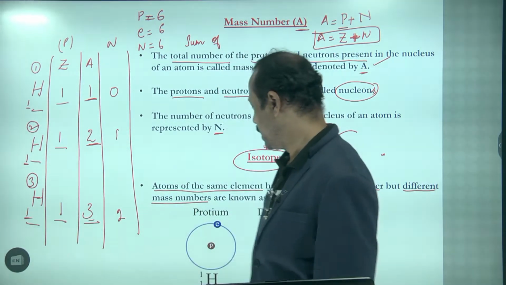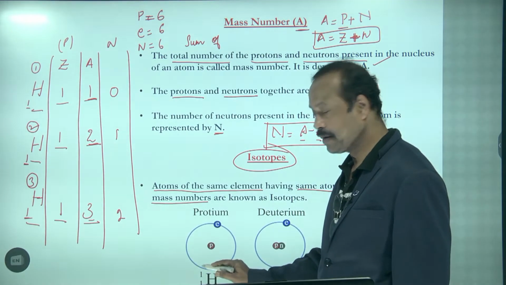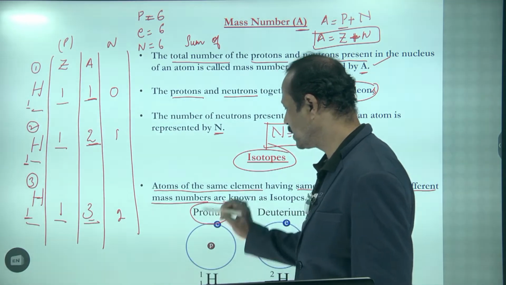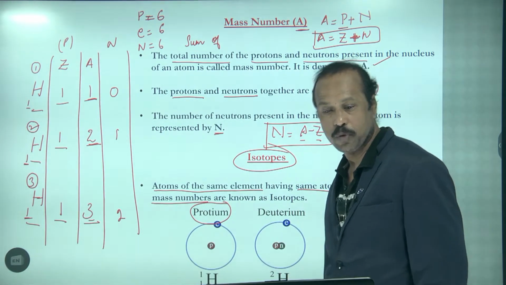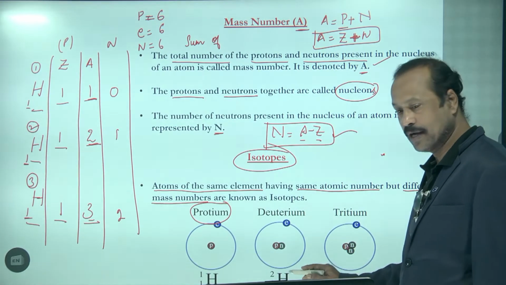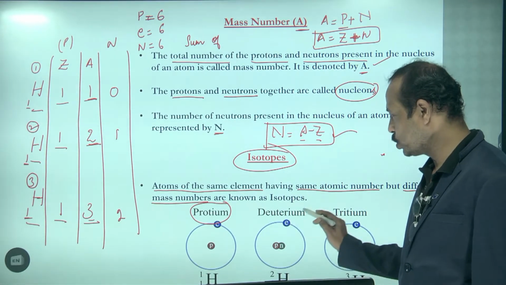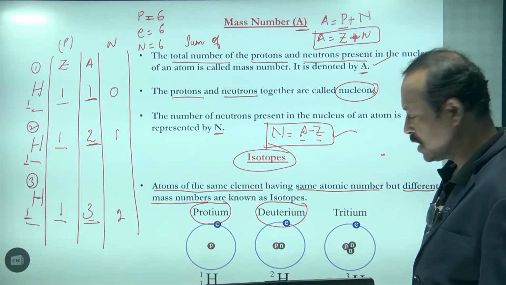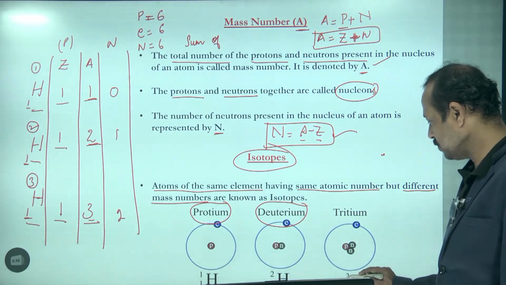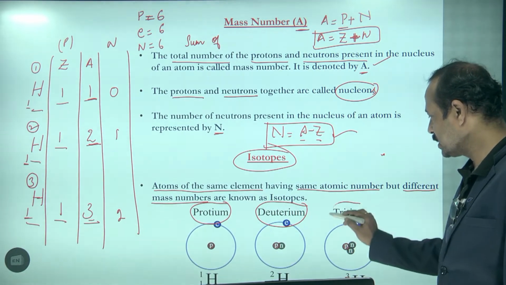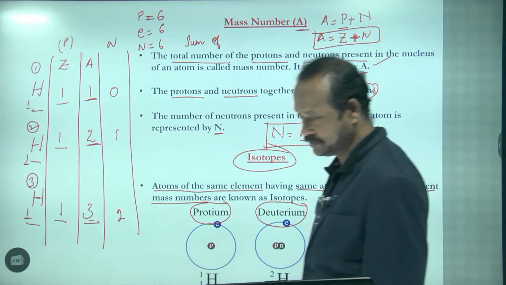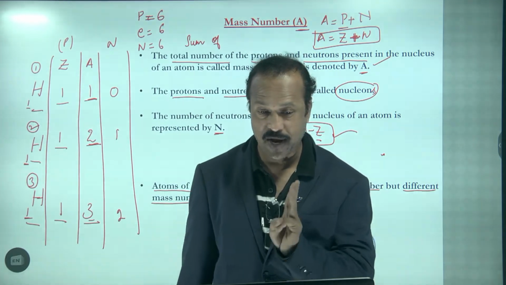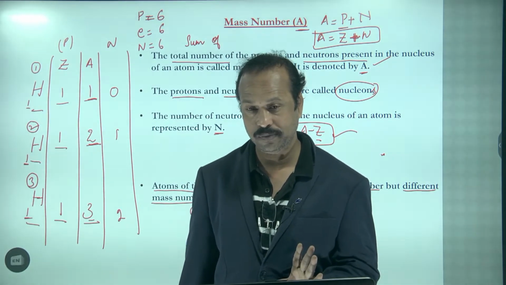Isotopes. Here the hydrogen with atomic number 1 and mass number 1 has another name, protium. The second, hydrogen with atomic number 1 and mass number 2, is called deuterium. And the third, hydrogen with atomic number 1 and mass number 3, is called tritium. So these are the three isotopes of hydrogen. Is this clear to you?